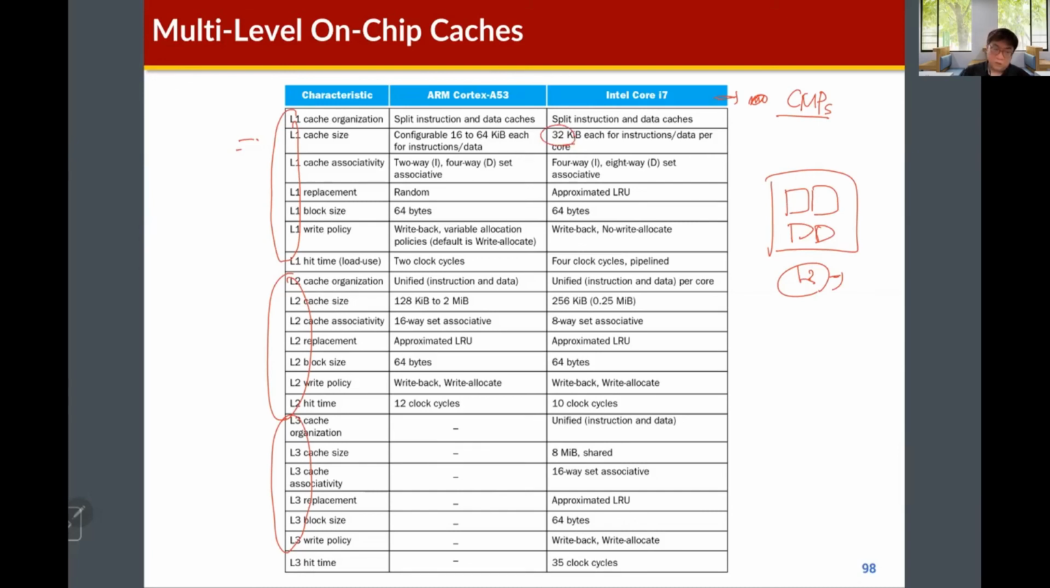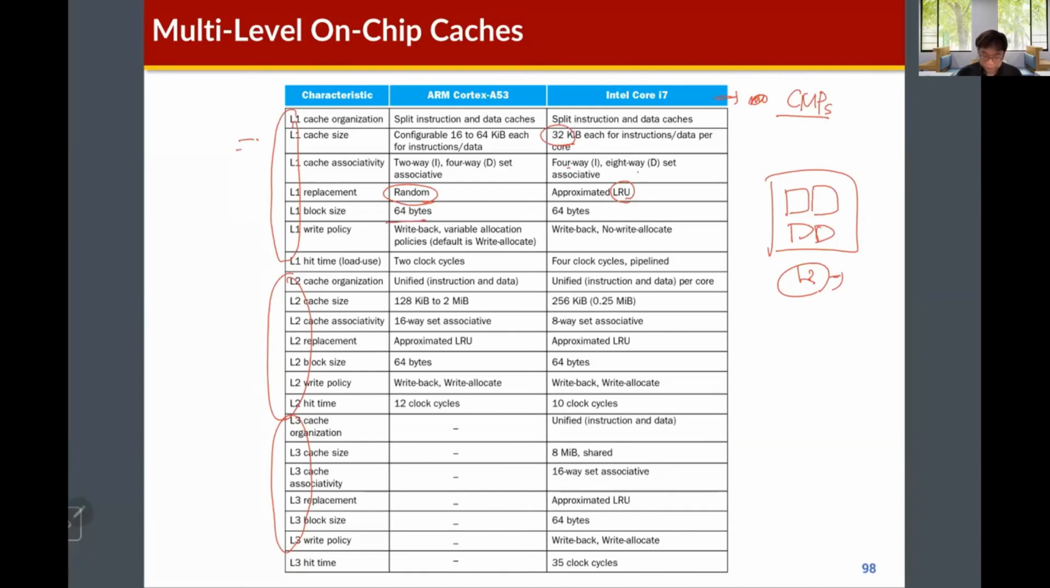Usually the size of the level 1 cache is small. Then you can find the set associativity of the cache: 2-way, 4-way, 4-way, 8-way. Okay, so different configurations. How about the replacement policy? Random and approximated LRU. Actually, implementing precise LRU is not easy, it's somewhat complex, so we frequently use approximated LRU or pseudo LRU. Now you can find the block size is 64 bytes.